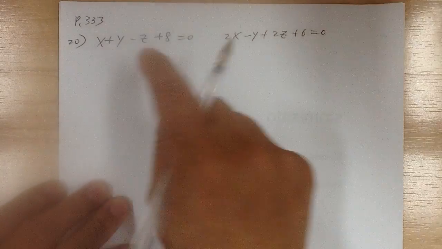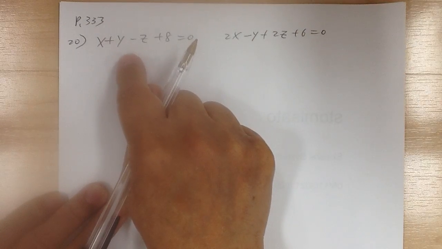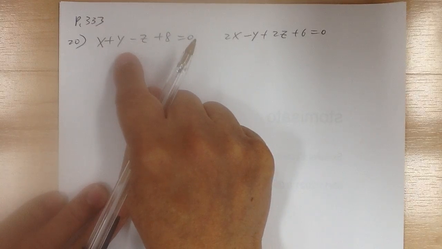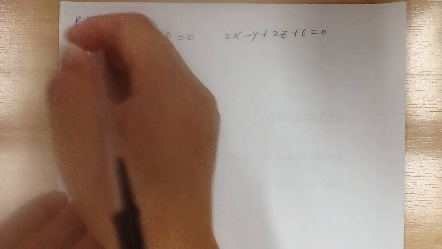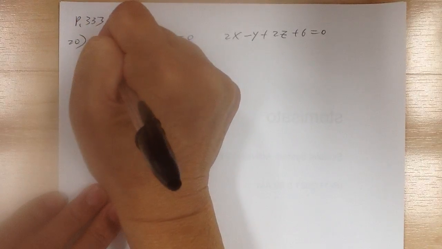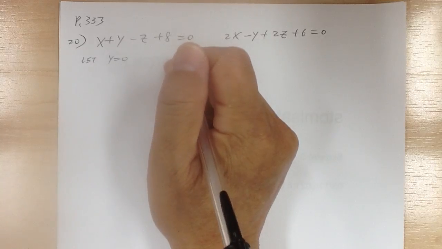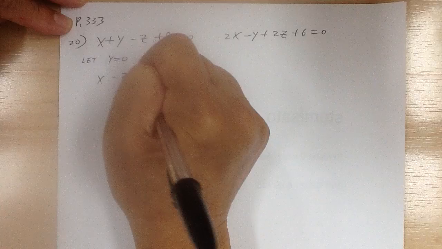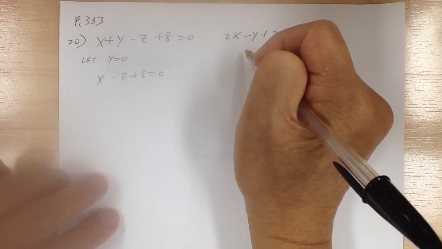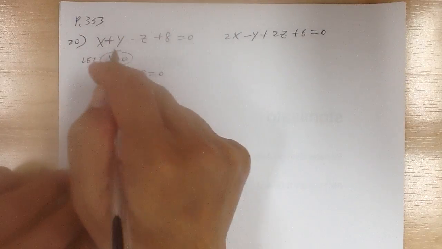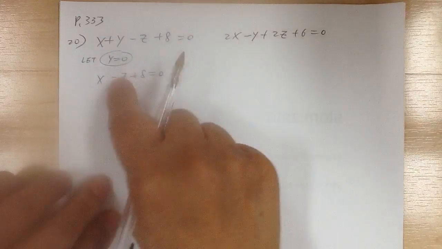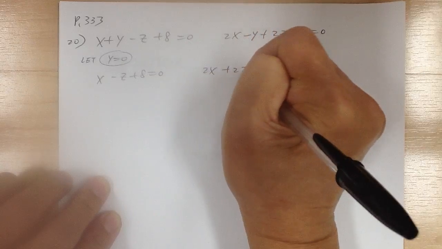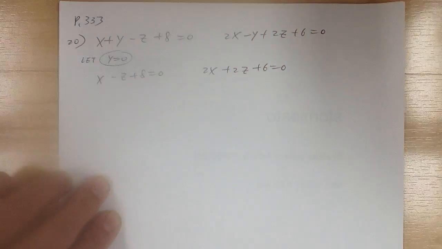So you need to find a point that is on this line. The way to do that, you just let one of the variables equal to 0. So I'm going to just let y equal to 0, and therefore this is gone. You're going to get x minus z plus 8 equal to 0. I'm going to circle that so it's easier for me to find the information later. With y equal to 0, I get 2x plus 2z plus 6 equal to 0.